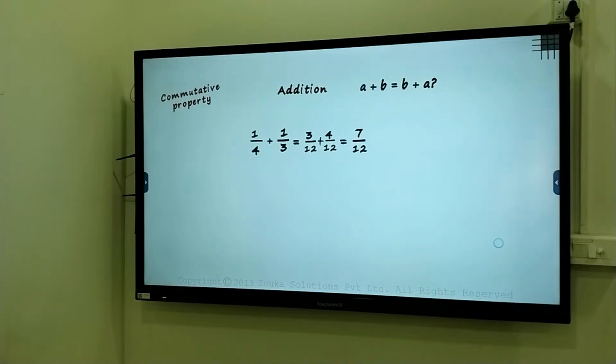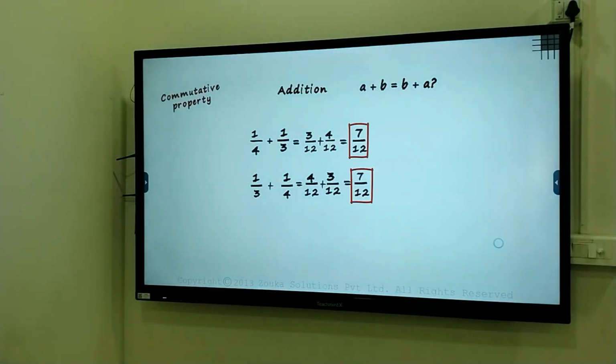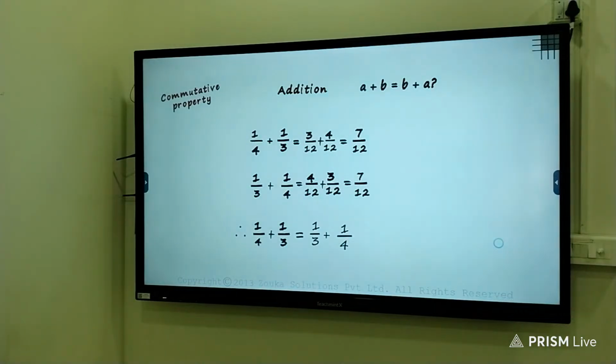Now let's change the order. Now we write 1 by 3 plus 1 by 4. Again, the LCM of the denominators is 12. Using the concept of equivalent rational numbers, we can write this as 4 by 12 plus 3 by 12, which gives us 7 by 12. In both the cases, we get the same answer, 7 by 12. For this reason, we can say that 1 by 4 plus 1 by 3 equals 1 by 3 plus 1 by 4. And this will be the case for any two rational numbers. So we can say that the commutative property is satisfied for addition of rational numbers.